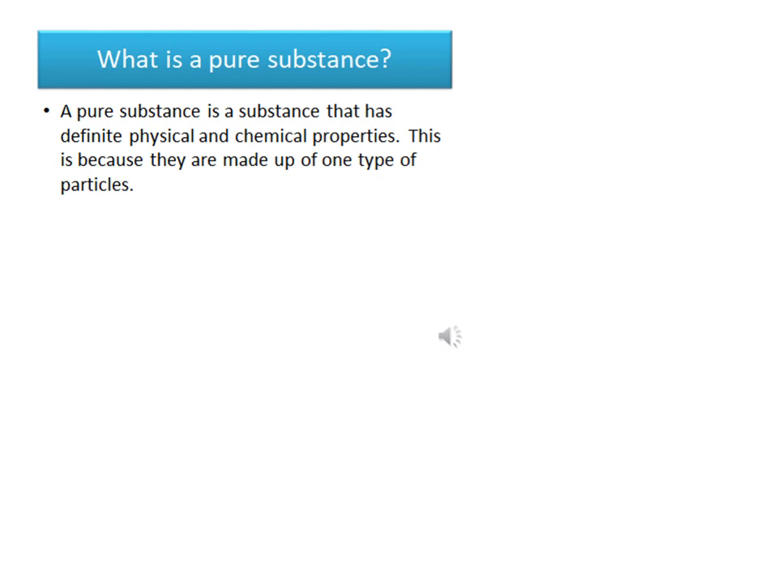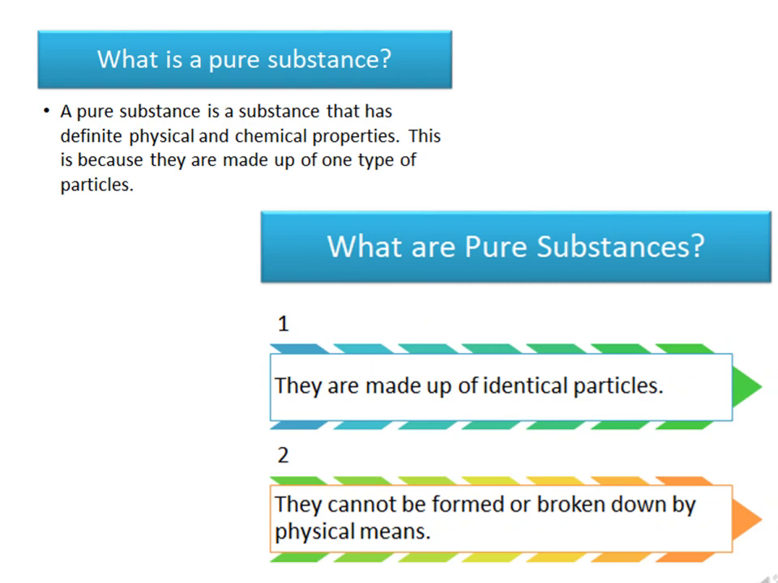They are made up of one type of particles, as we have mentioned today. So to identify any pure substance, whether it's an element or a compound, all of them have identical particles, and they cannot be formed or broken down by physical means. And by cutting them or hitting them, you won't be able to change them into any new substance.